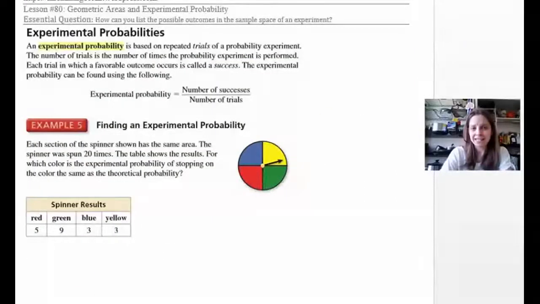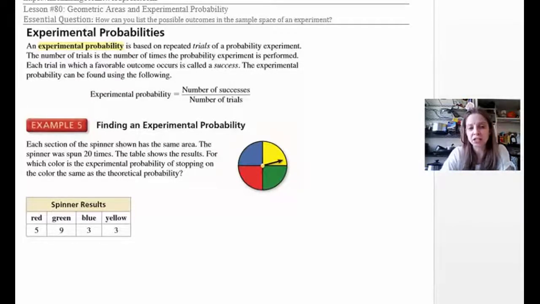So the first topic of this lesson is geometric probabilities, and the second topic is experimental probabilities. An experimental probability is based on repeated trials of a probability experiment. The number of trials is the number of times the probability experiment is performed. Each trial in which a favorable outcome occurs is called a success. The experimental probability can be found using the following. Experimental probability equals the number of successes over the number of trials.